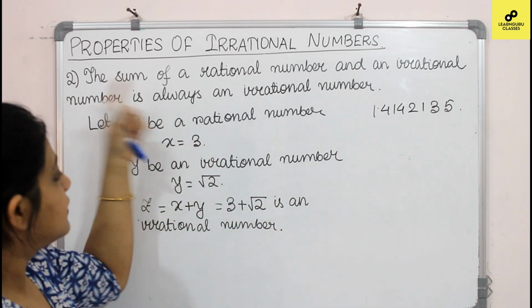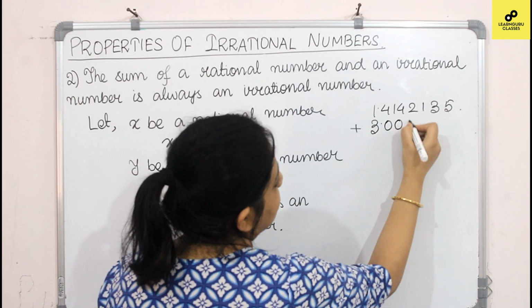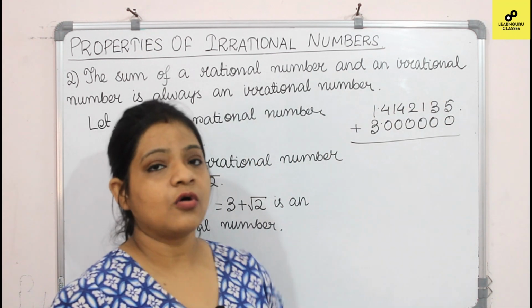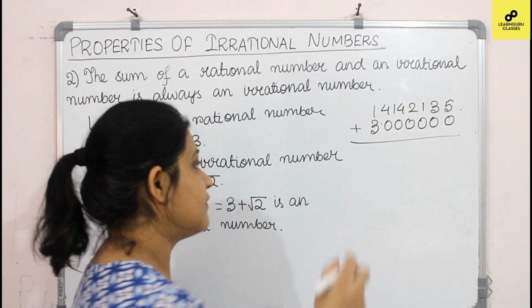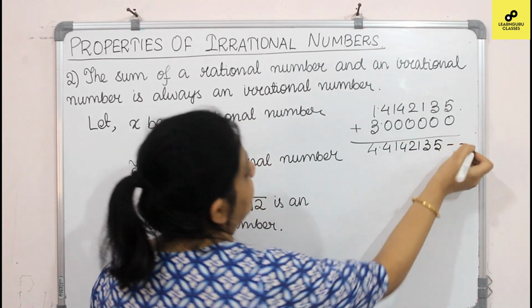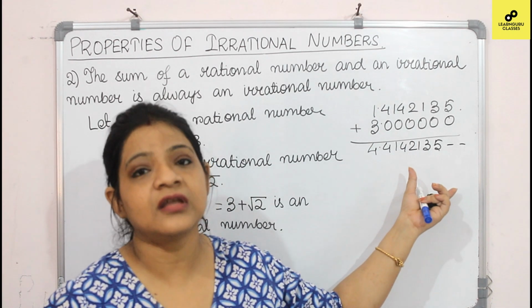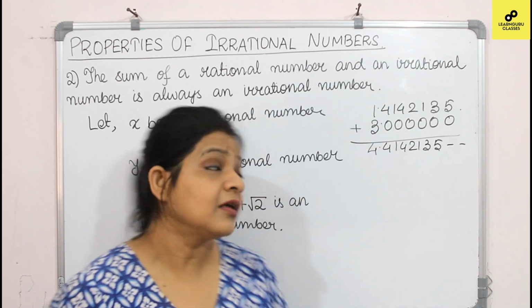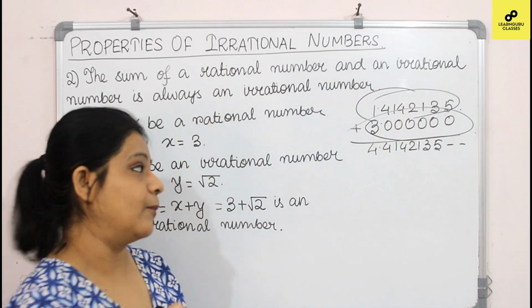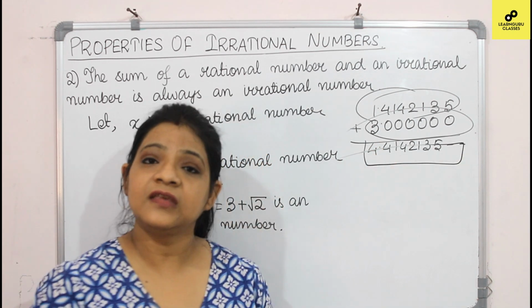So let us add 3 with this. So plus 3. After the decimal point, place as many digits as that of root 2, that is 1.414213. So what will you get? 4.414213, something like that. So what type of expression is this? This is a non-terminating, non-repeating decimal expansion. That is the result that you are getting by adding an irrational number with a rational number. The result is also an irrational number. From this only you can see, isn't it?